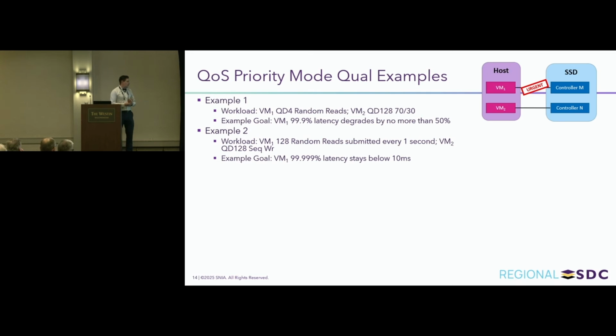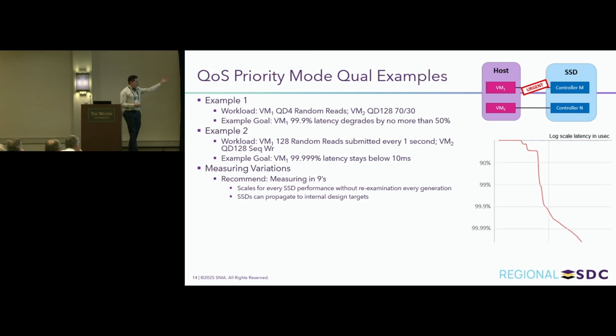Another example might be VM1 submitting 128 random reads every second, but not maintaining a queue depth of 128, just a burst of 128. VM2 might constantly have a high queue depth of sequential writes. And again, we might set something where we look at the 5 nines latency staying below 10 milliseconds, so that those reads that burst in 128 at a time are happening with good latency and very few outliers.